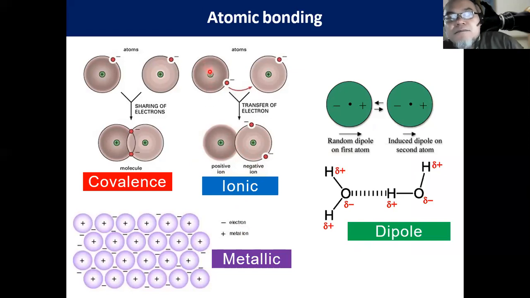In ionic bonding, one of the atoms releases an electron, transfers the electron, and becomes a positively charged ion, and the other atom attracts this electron to become a negatively charged ion or anion, and they then bind because of this positive-negative attraction.